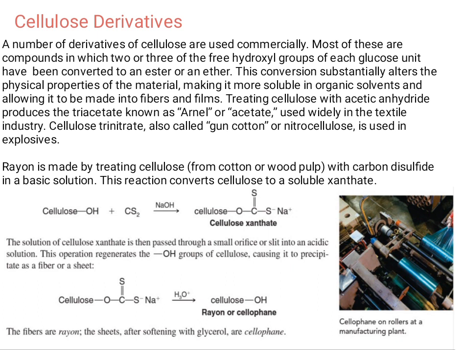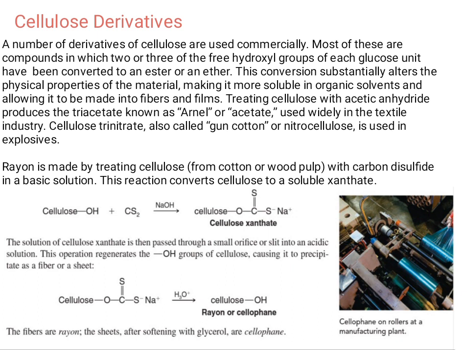This reaction converts cellulose to a soluble xanthate. So if you take cellulose and just mix it with carbon disulfide in basic medium, the cellulose will form cellulose xanthate. The solution of cellulose xanthate is then passed through a small orifice or slit into an acidic solution. This operation regenerates the OH groups of cellulose, causing it to precipitate as a fiber or a sheet.